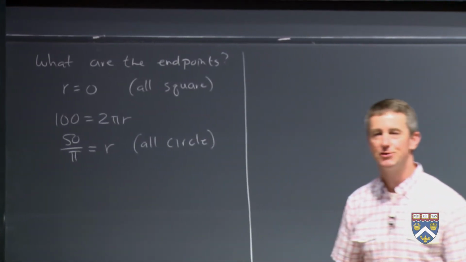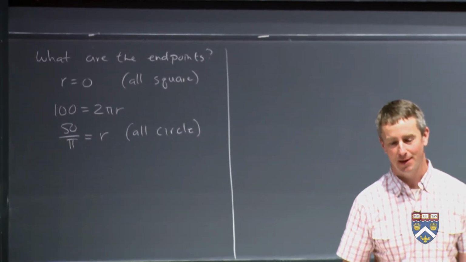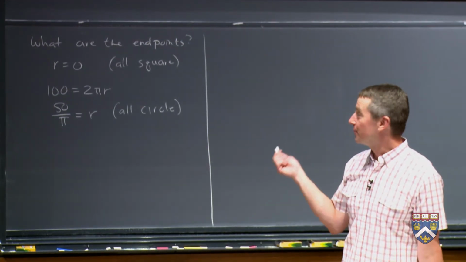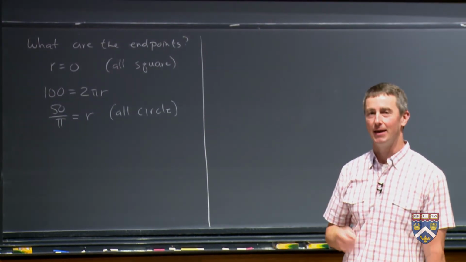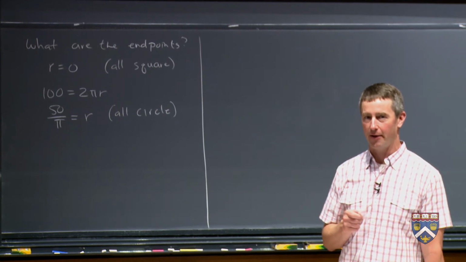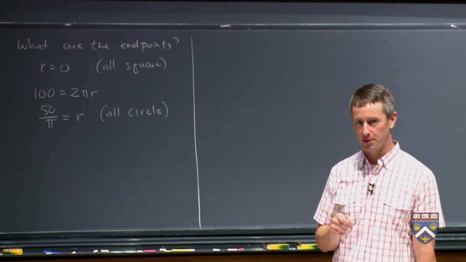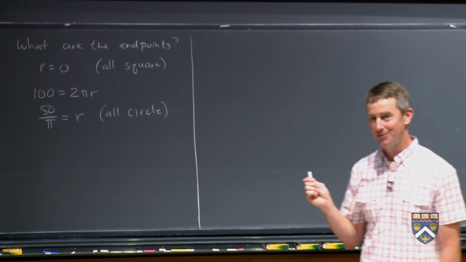Remember, this is one that I said you might be able to guess the answer. So have you guessed it correctly? If you haven't guessed yet, what does your intuition say? Which will give you a bigger area, all square or all circle? See if you can guess right.